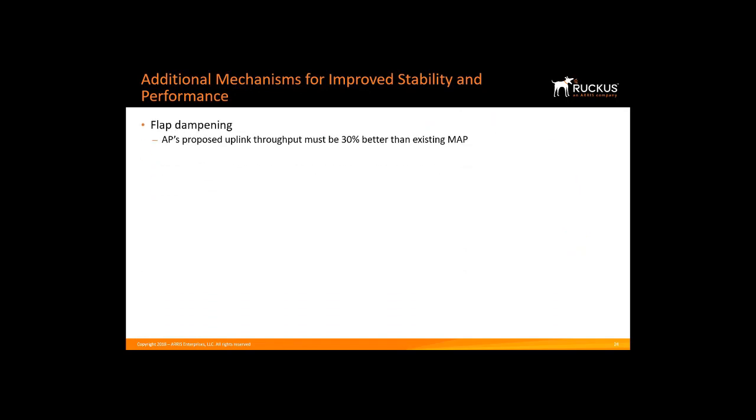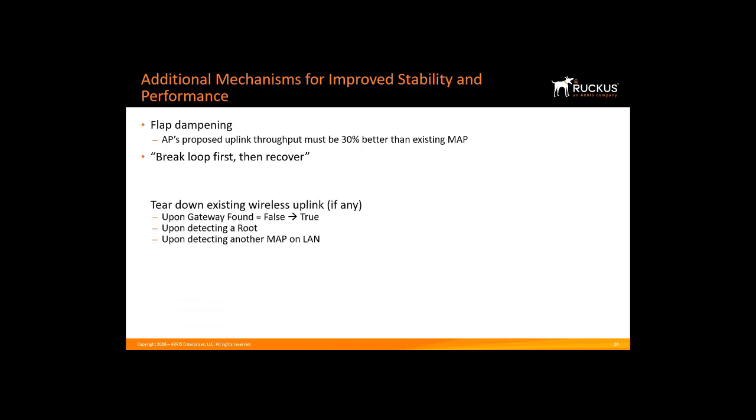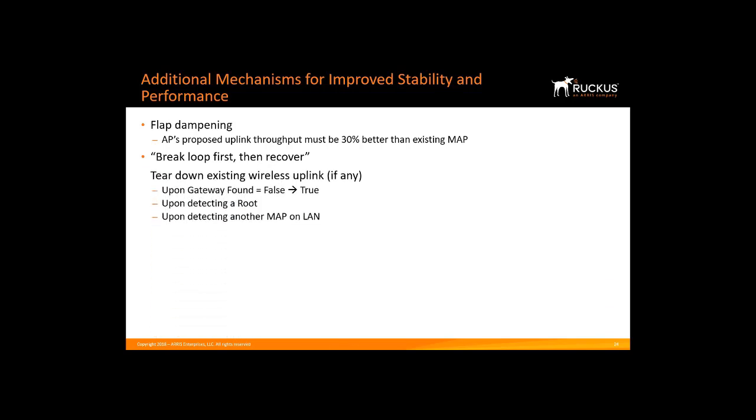In order to prevent flap dampening, APs must see at least a 30% difference in link quality before changing state. In order to enhance loop prevention, the APs will first break and then recover a connection. APs will tear down an existing wireless link if any of the following conditions occur.